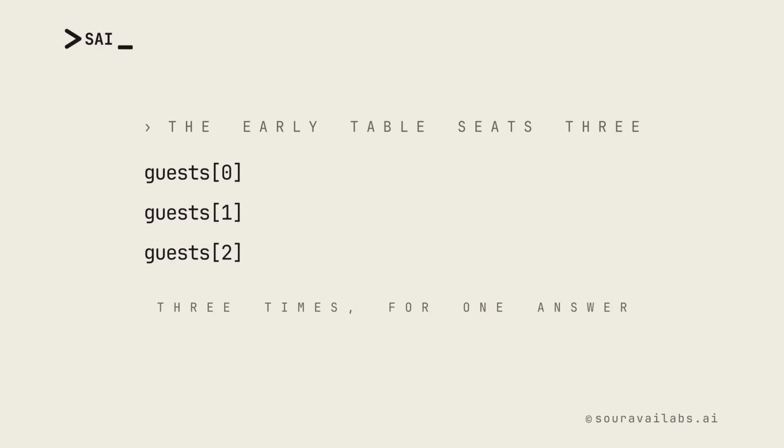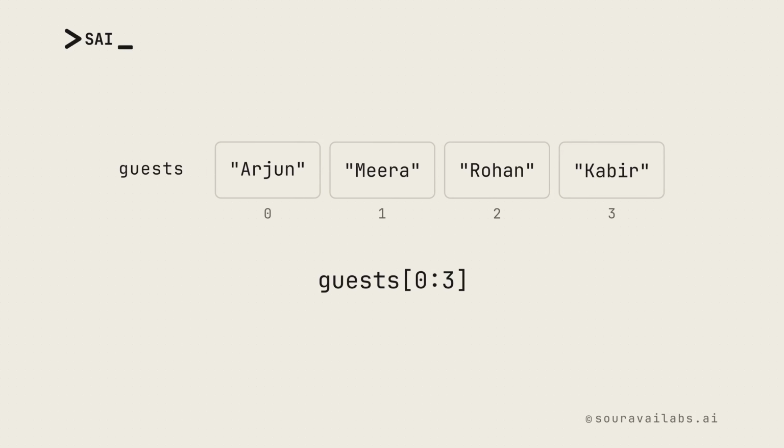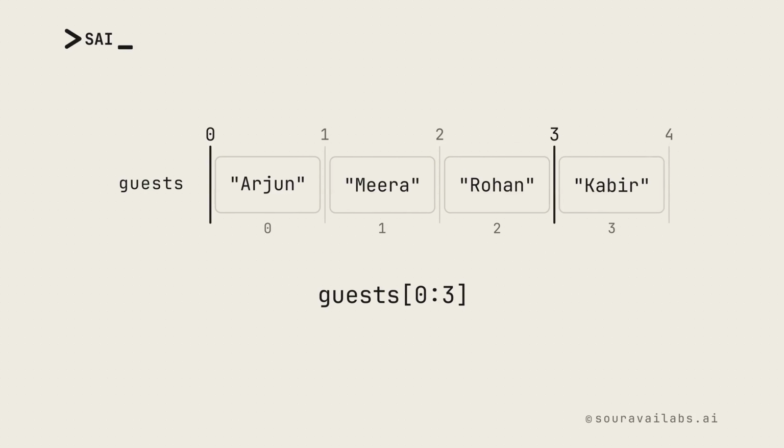Last episode, guests[0] handed you one name, but the early table seats the first three, and asking for [0], then [1], then [2], three separate times is not how anyone works. You want the piece in one go. So you put two numbers in the bracket with a colon between them, guests[0:3]. Start here, stop there, and Python hands back a whole piece of the row at once.